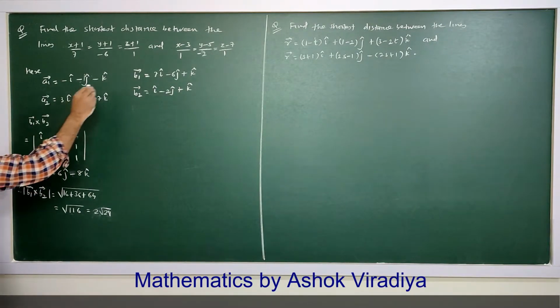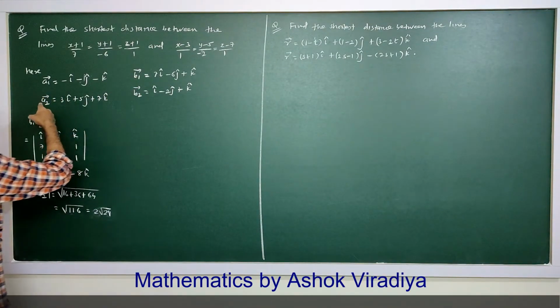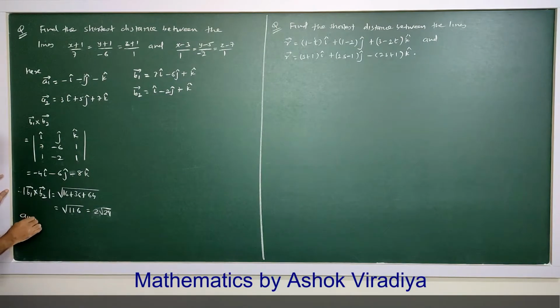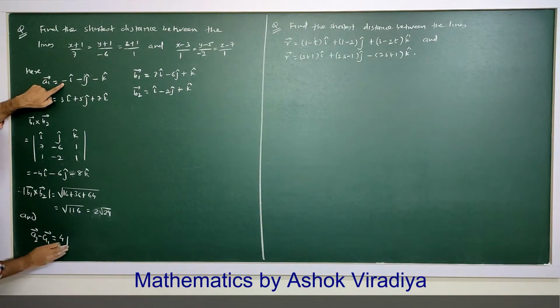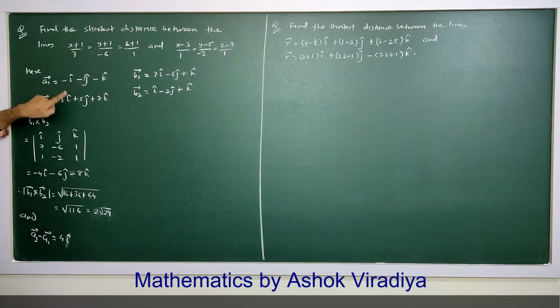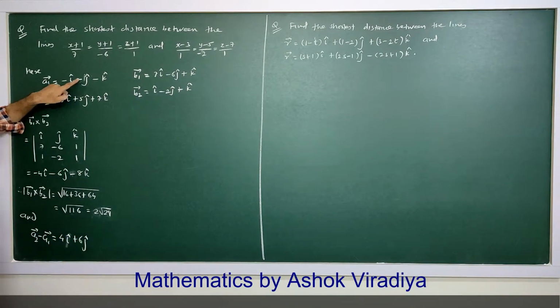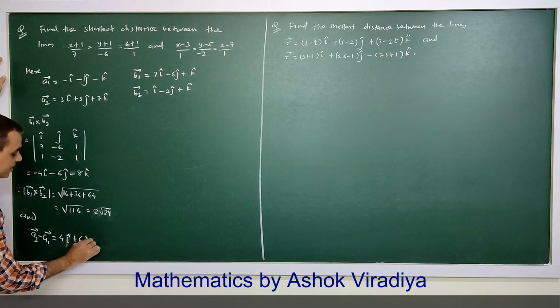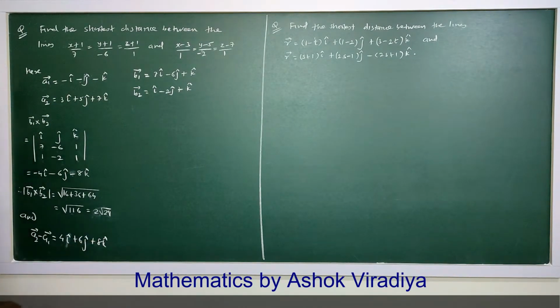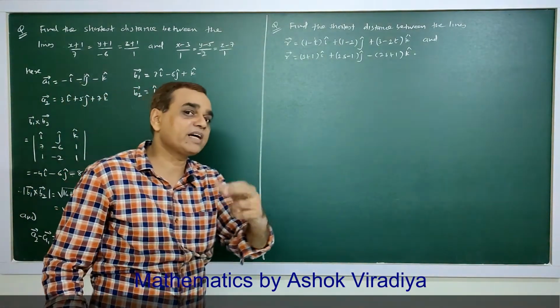Now we also require vector a2 minus vector a1. So a2 minus a1, so 3 minus minus 1, that is 4i; 5 minus minus 1, that is 6j; 7 minus minus 1, that is 8k. This is a2 minus a1. Instead of a2 minus a1, you can also take a1 minus a2.